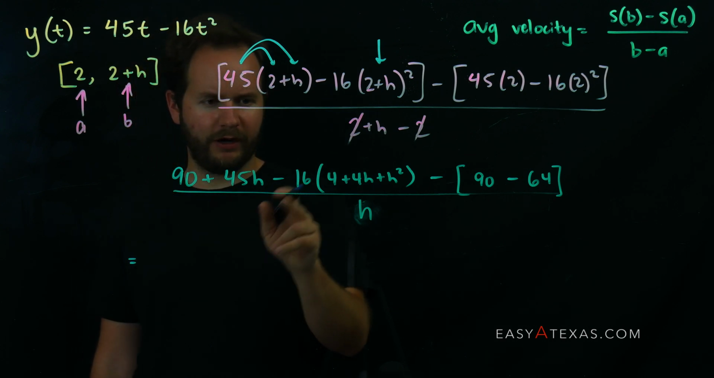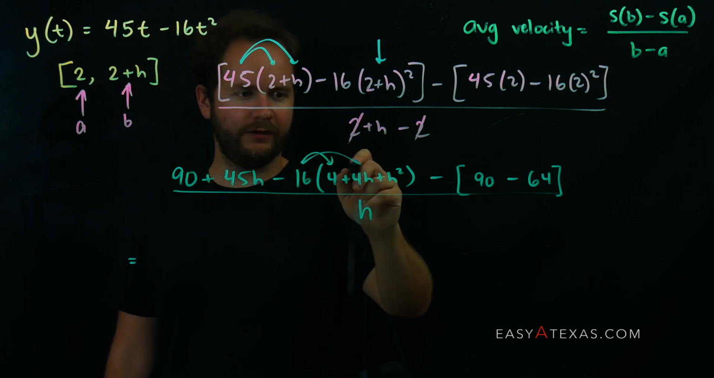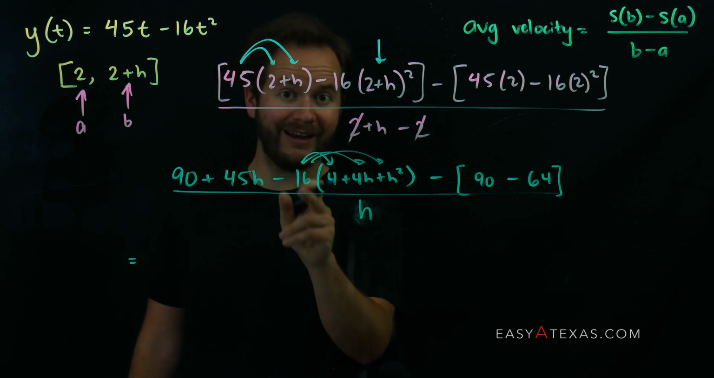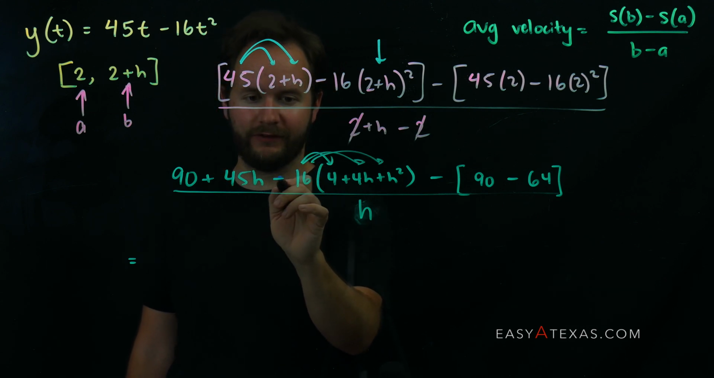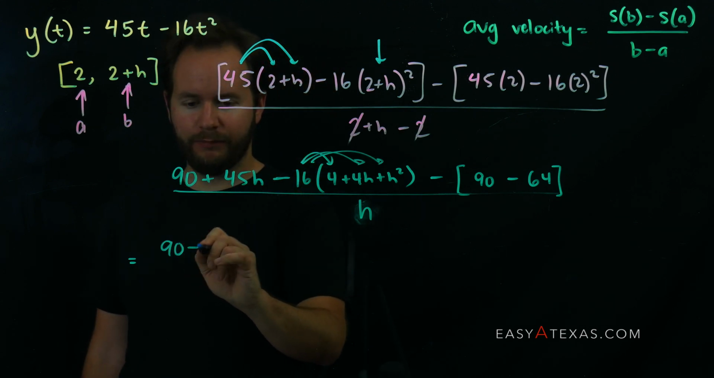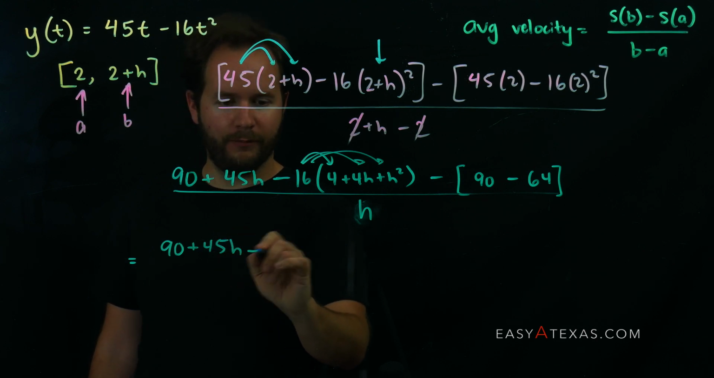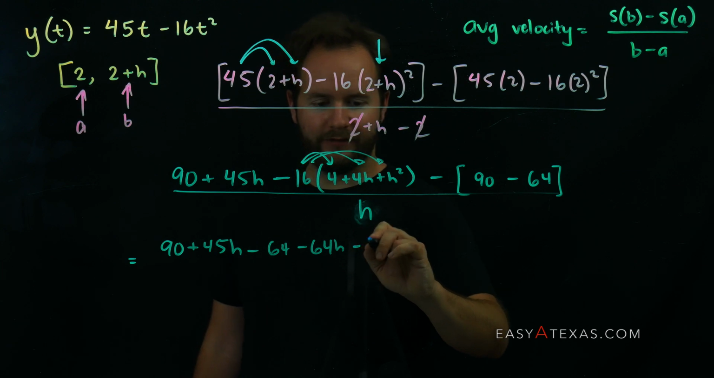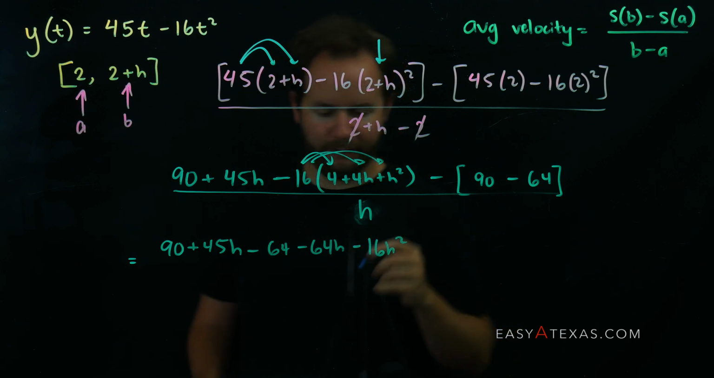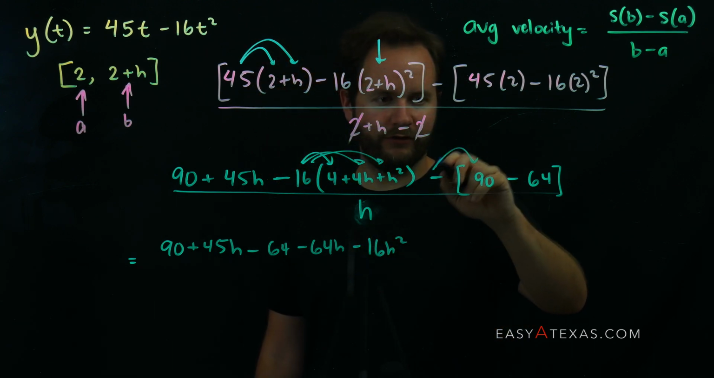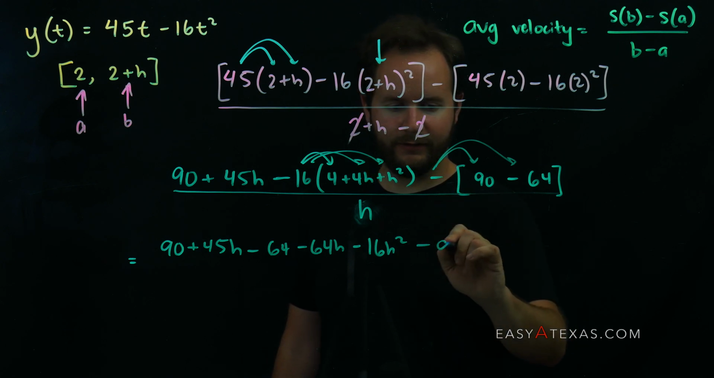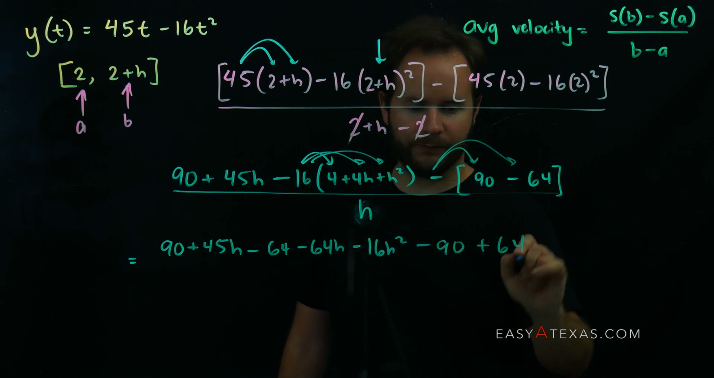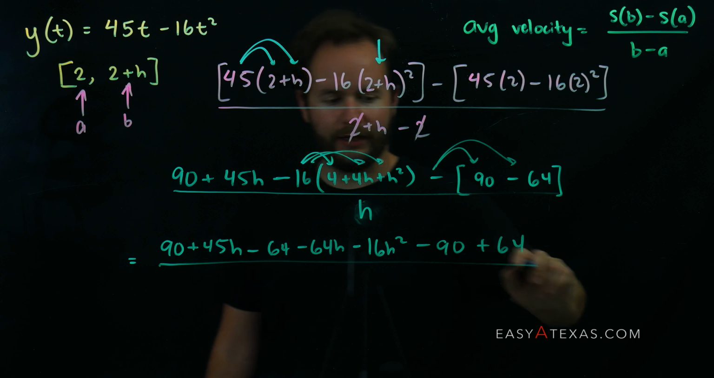Okay, next line. Let's do a little bit of cleanup here. I can distribute the negative 16 to all these terms. And make sure you distribute the negative 16. It's not just 16, but negative 16 that's being distributed. So I have 90 plus 45h minus 64 minus 64h. Minus 16h squared, and I'm also going to distribute the negative to these terms. So I have negative 90 and then plus 64, all divided by h.